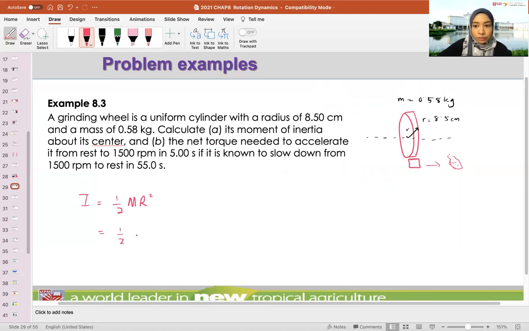So M is 0.58 kilograms, so that is already in SI unit. Our R is 8.5, we need to make it into SI. What is this? 0.085 meter. So that is 0.085 meter squared. That is my moment of inertia. So it does make our life easy, cuma kena ingat equation. Times 0.085 squared divided by 2.